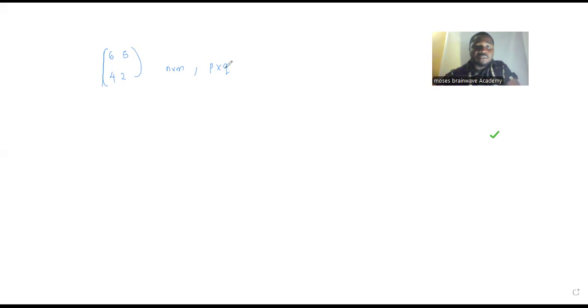So for instance, we have this matrix here, 6, 1, 2, 3, then 4, 5. Clearly it has 1, 2, 3 rows. So it has 3 rows. And then we count the number of columns, 1, 2. So it has 2 columns. Now you can talk about it as having 3 by 2 in dimension. So this is talking about the dimension of that particular matrix.